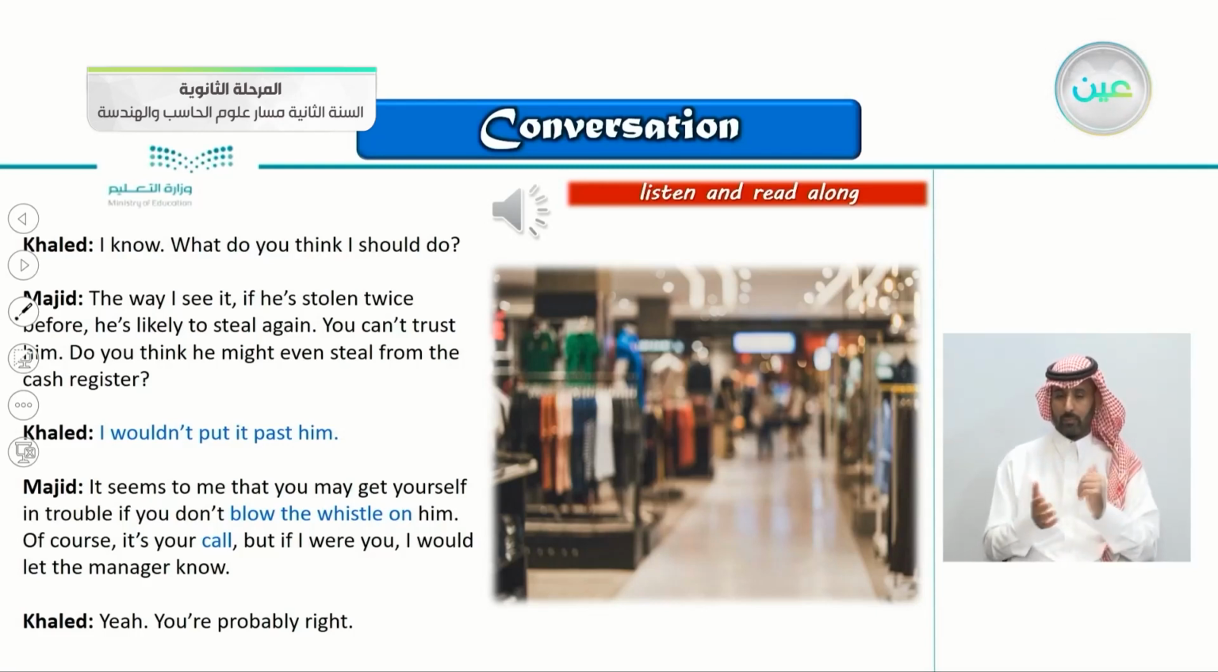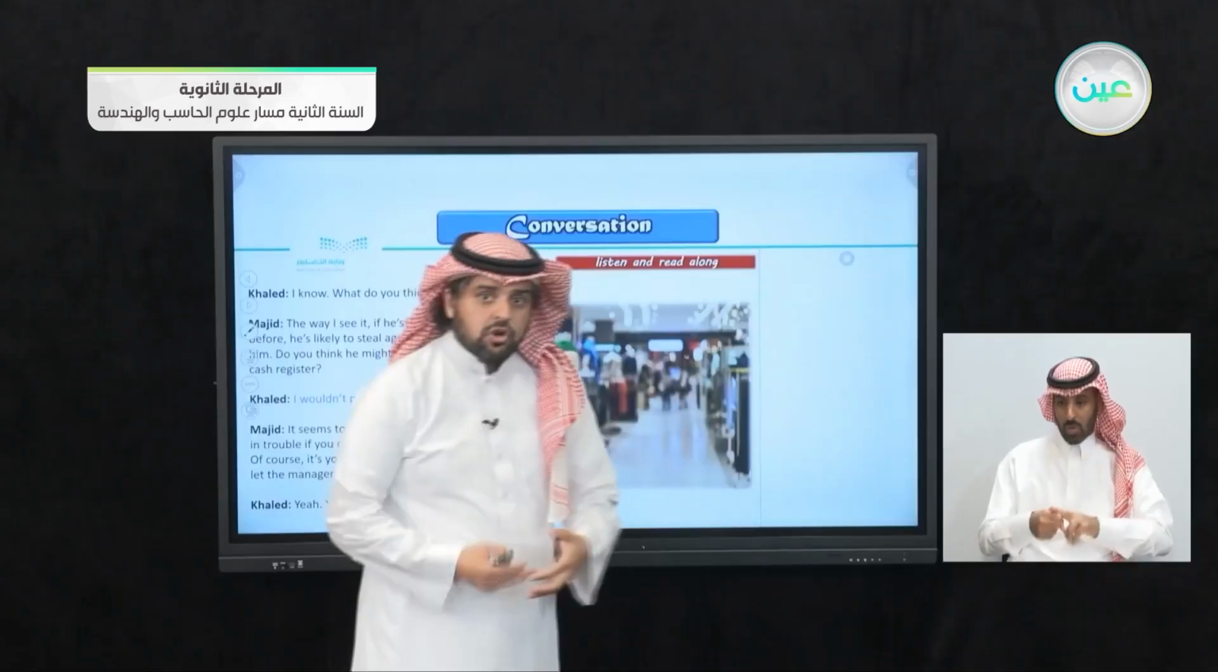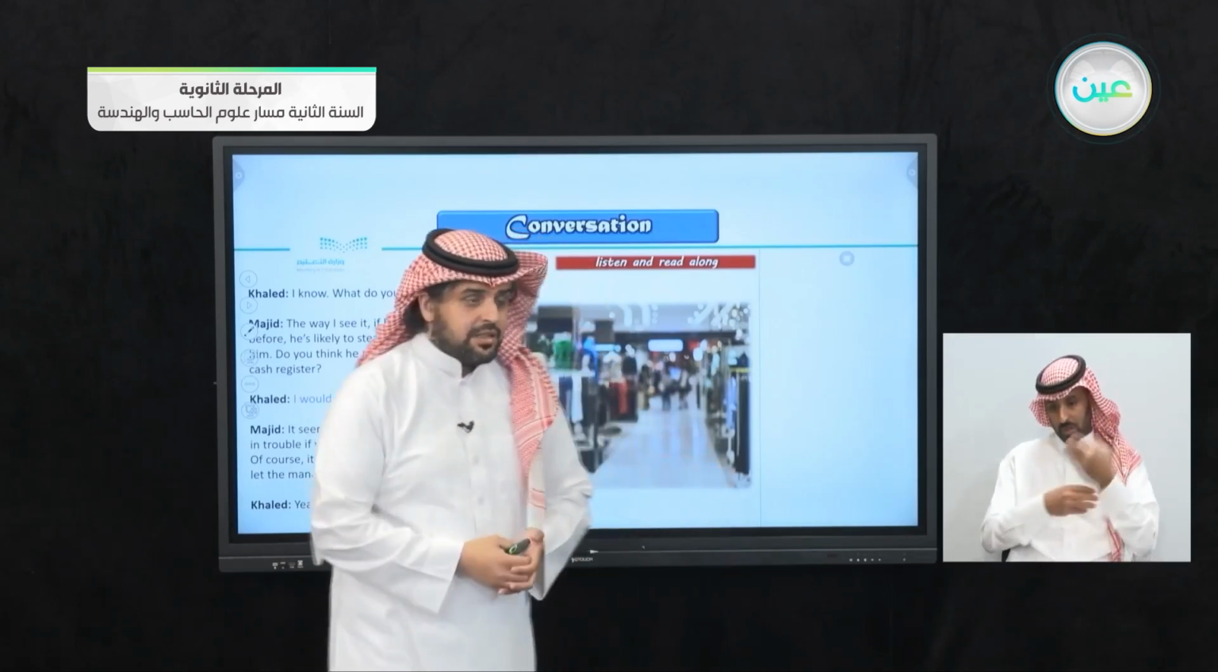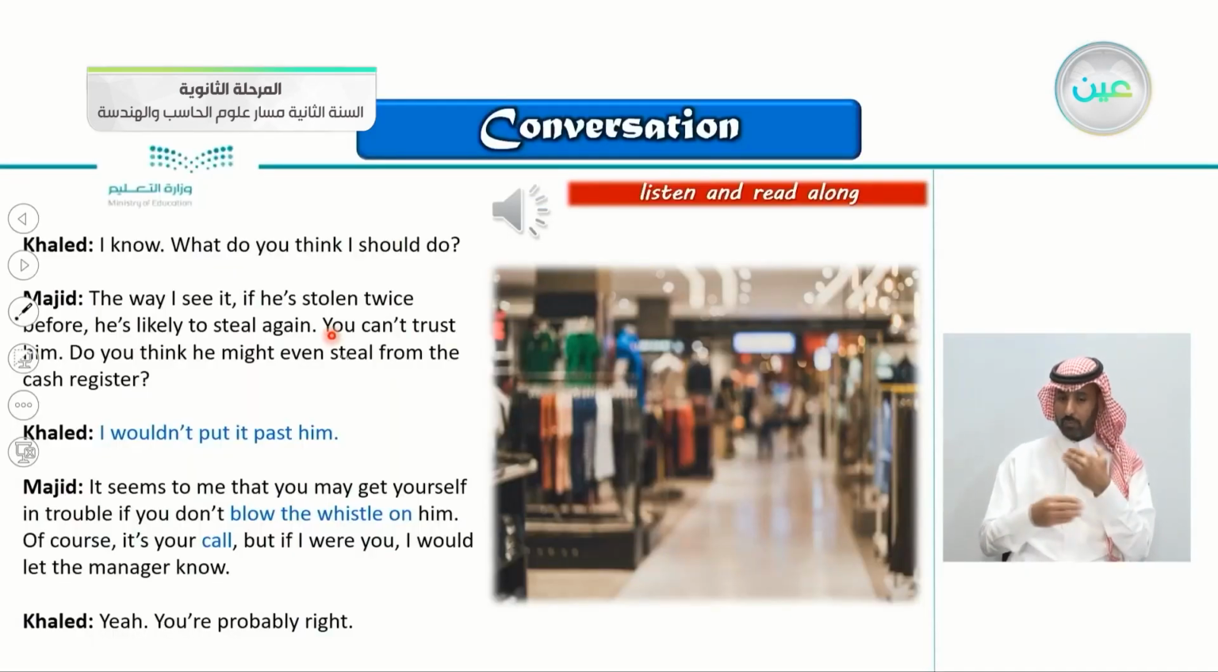"Khalid, I know. What do you think I should do?" So Majid here is being logical. He's being reasonable. "The way I see it, if he's stolen twice before, he's likely to steal again." He said, you caught him twice, so he will do it again in the future. You can't trust him. "Do you think he might even steal from the cash register?" So it's more than clothes, it's money. He said, "I wouldn't put it past him."